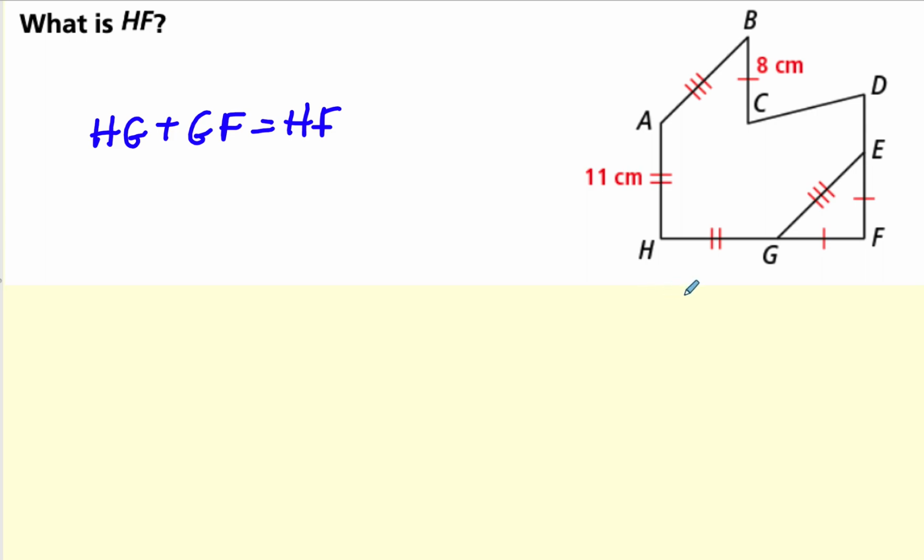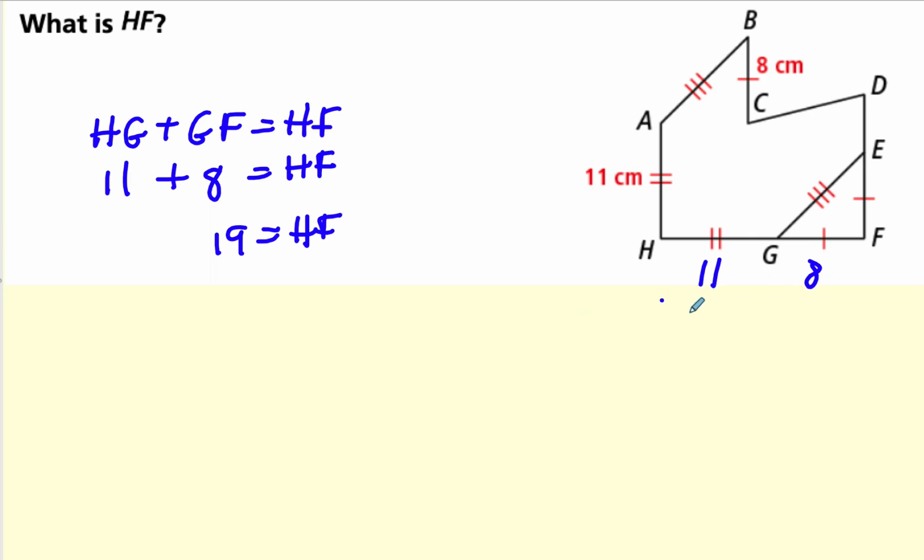Let's take a look at this problem. We're being asked to find HF. HF has two pieces, a two tick mark and a one tick mark. I see another two tick mark over here and it says 11, so I know this has to be 11. And GF is a one tick mark, and one tick mark is way up here, and that's designated as 8. So knowing that those tick marks mean the same, then this will be 19. So distance HF is equal to 19. So this length is 8, so this whole length will be equal to 19.